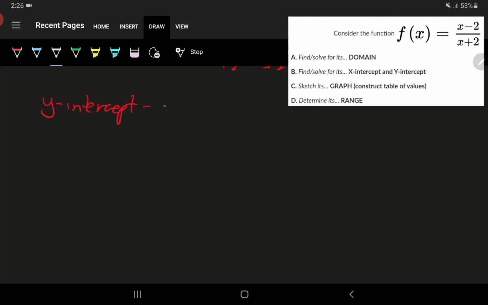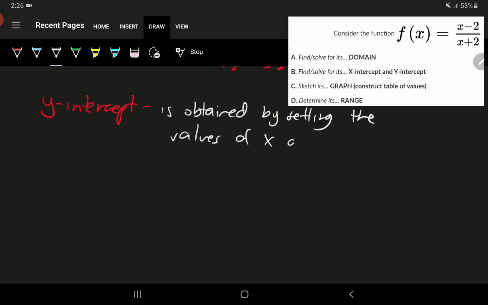Okay, so again, it is obtained by setting the values of x equal to 0. Again, if we want to set the values of x as 0, it looks like we want to evaluate this function as f of 0. Okay, so parang yun yung pinaka magiging procedure natin. Right? So again, let's try to answer our given problem for the y-intercept.